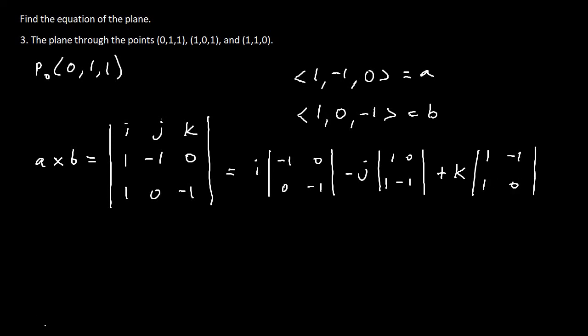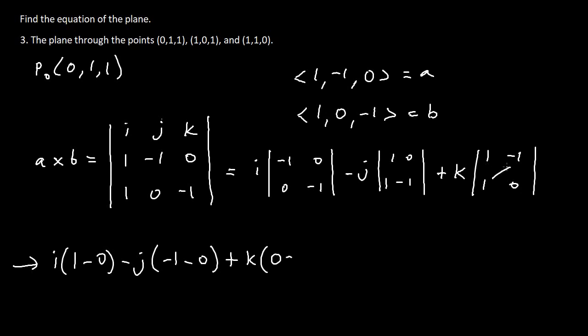So now we can go ahead and cross multiply. When we cross multiply, we'll get I times, now negative 1 times negative 1 is 1, minus 0 times 0, which gives us 0, and then minus J times 1 times negative 1 is negative 1, minus 1 times 0, which is 0, and then plus K times 1 times 0, which is 0, minus 1 times negative 1, which is negative 1. So plus 1. So 1 minus 0 is 1. 1 times I is I.